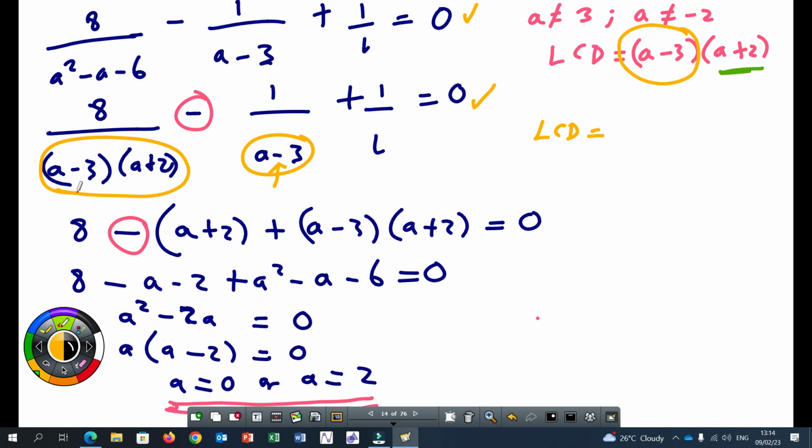What that means is, this is going to be the LCD, because a minus 3 is a factor of this denominator. Also 1 is a factor of that denominator. Remember, your LCD is also called the lowest common multiple. What is a multiple in maths? How would you define it?